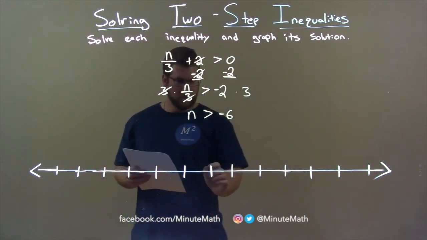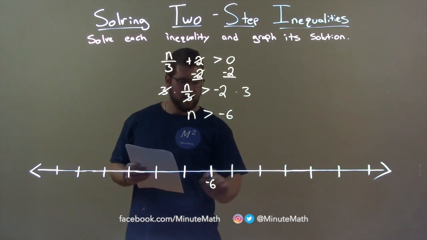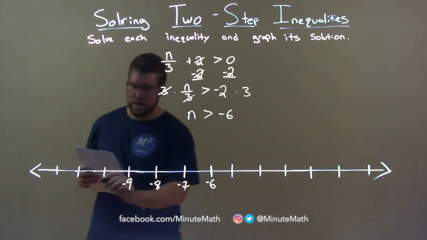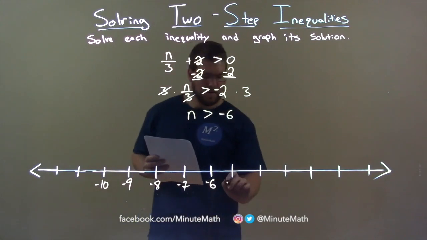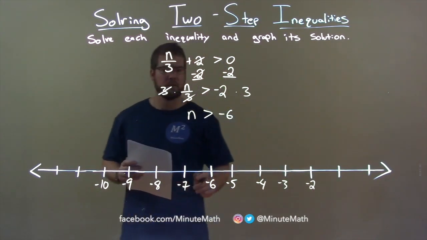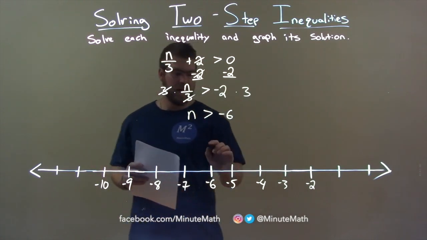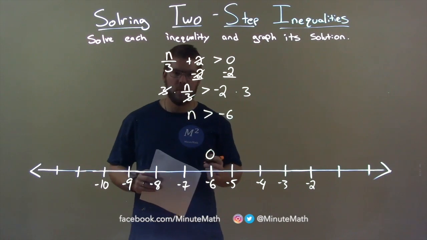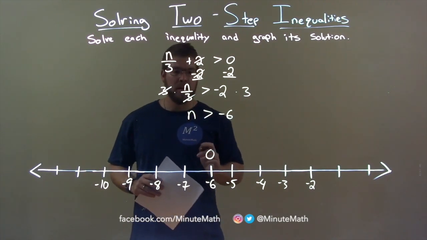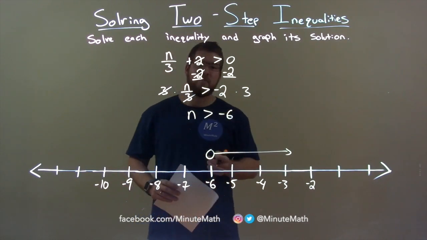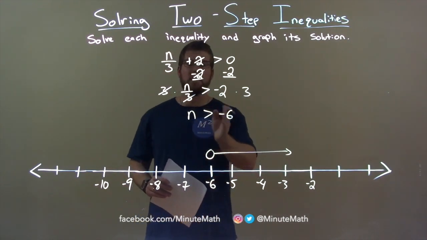So let's put a negative 6 here, and we have negative 7, negative 8, negative 9, and negative 10. Negative 5, negative 4, negative 3, negative 2. Well, we put an open circle there at negative 6, because n is not equal to negative 6, which means an open circle. n is greater than negative 6, so the arrow goes to the right, and there we have it. Our graph matches our final answer, n is greater than negative 6.